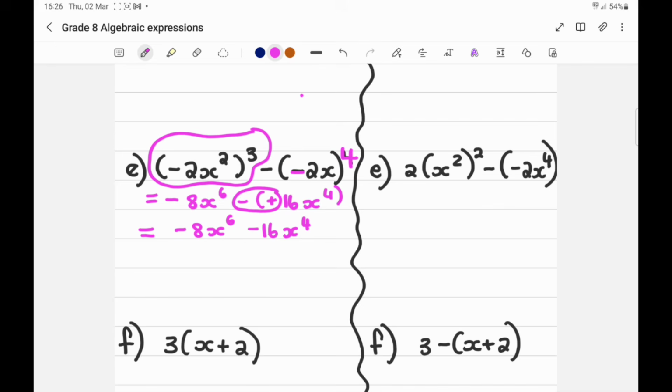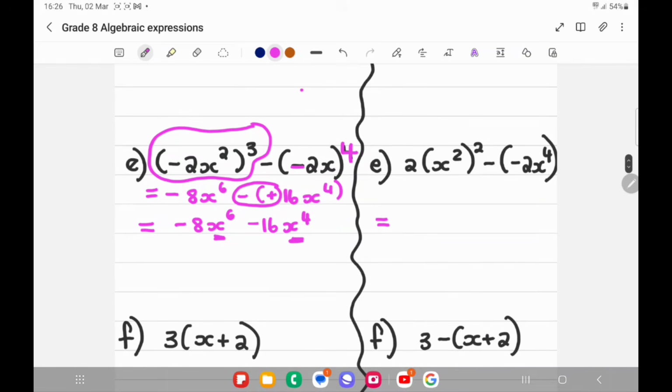Can I actually subtract them? No way, Jose, because they are not like terms. This one is x to the power 6 and this side is x to the power 4, so you can't. Let's look at the next one.